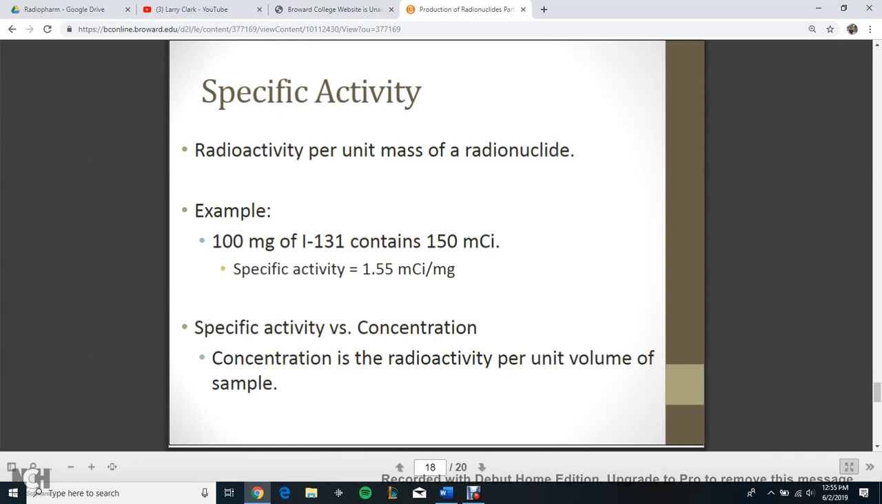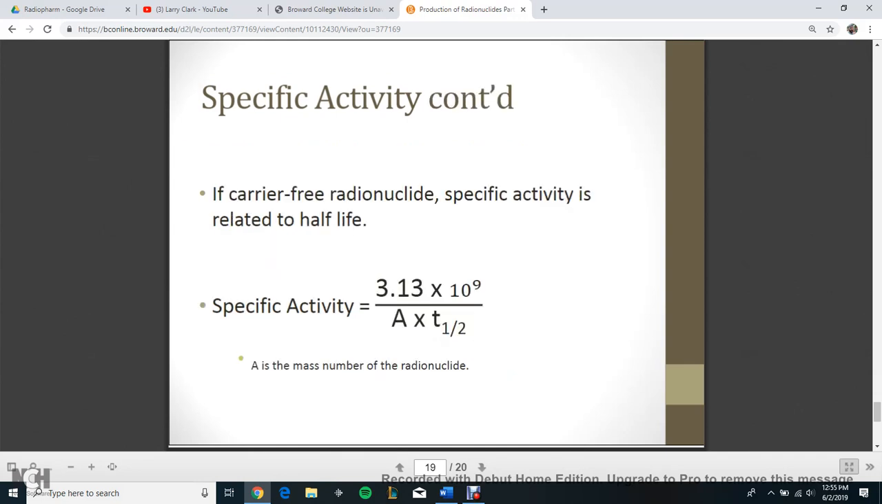Specific activity versus concentration. Concentration is the radioactivity per unit volume of the sample. For carrier-free radionuclides, specific activity is related to the half-life. The specific activity is equal to 3.13 times 10 to the 9th over the mass number of the radionuclide times the half-life.